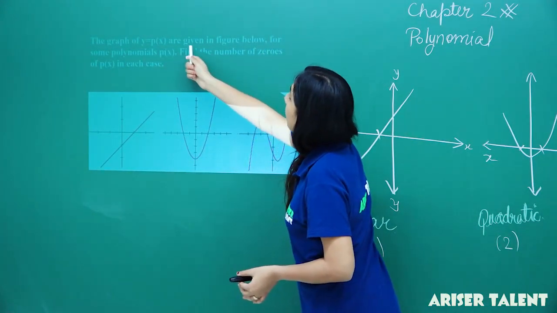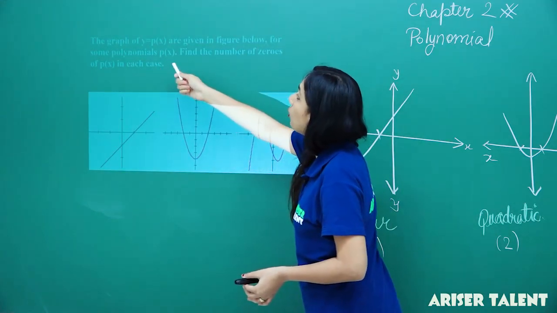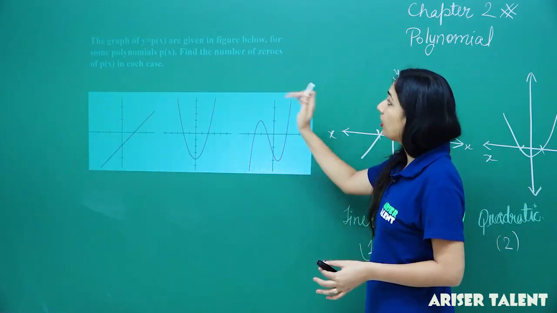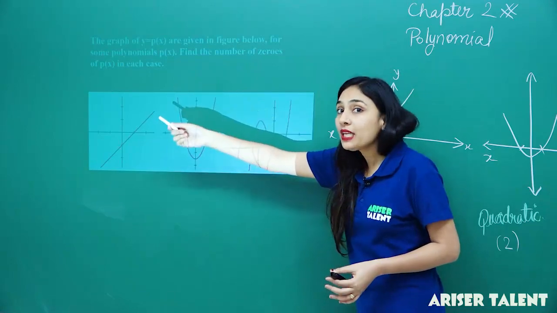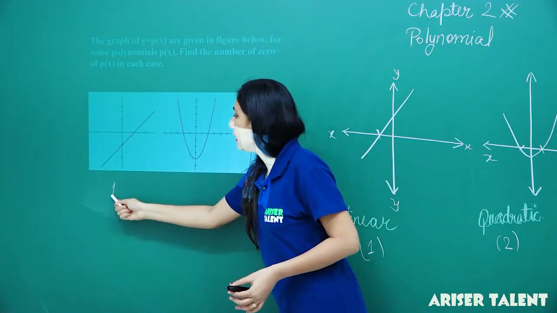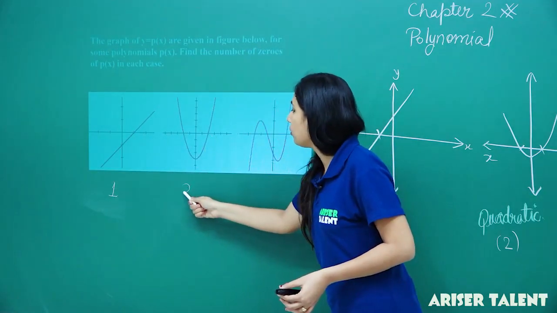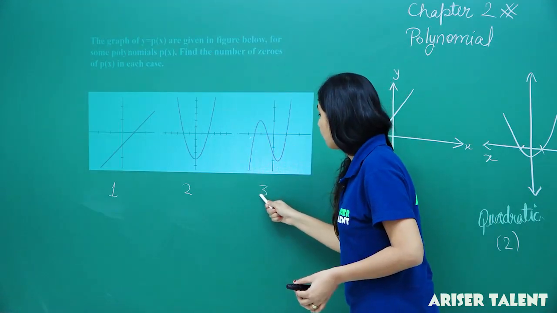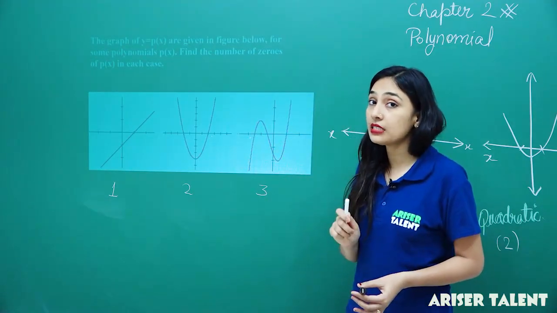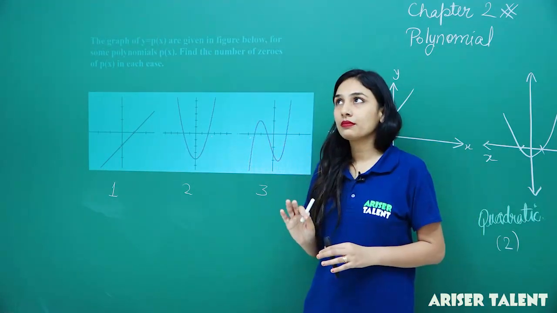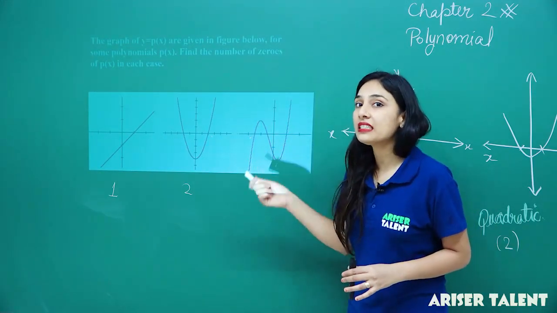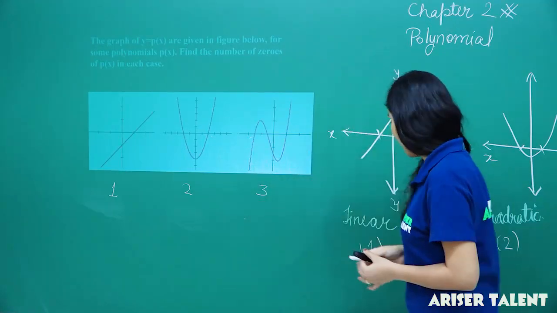The graph of y = p(x) is given in the figure below. For a polynomial p(x), find the number of zeros of p(x) in each case. Now we can easily identify: in this case it will be 1, in this case it will be 2, in this case it will be 3. I told you this kind of question in my very first lecture, but we hadn't known the reason behind this. Now we know this.